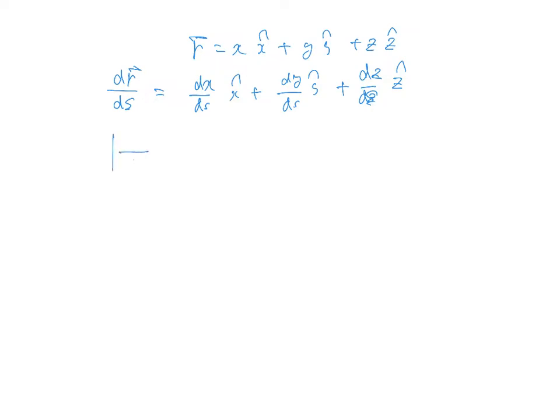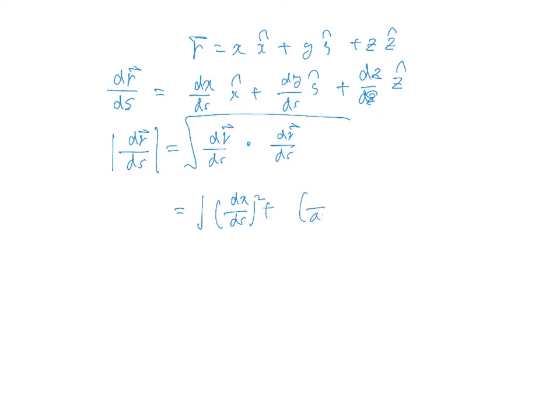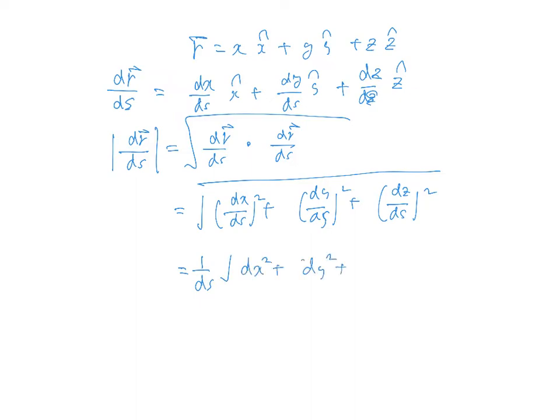And the absolute value of dr/ds is the square root of this, right? So it turns out that this is (dx/ds)² + (dy/ds)² + (dz/ds)². It's 1 over ds times the square root of dx² + dy² + dz².